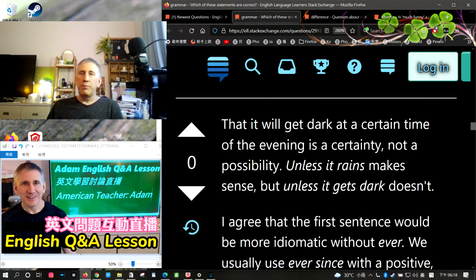So the next person who answered the question says that it will get dark at a certain time of the evening is a certainty, not a possibility. And we use unless or if with possibilities. So this person points out you could say unless it rains, because it's not certain that it's going to rain. But unless it gets dark doesn't make sense, because the process of getting dark happens every day, so it's a certainty.